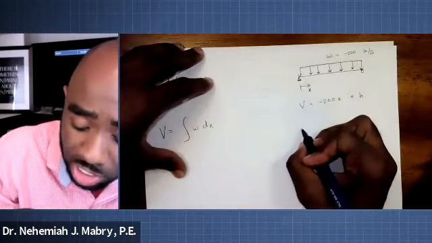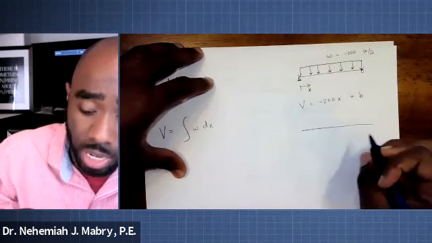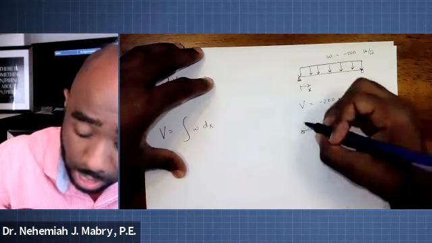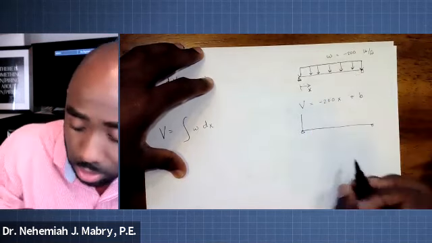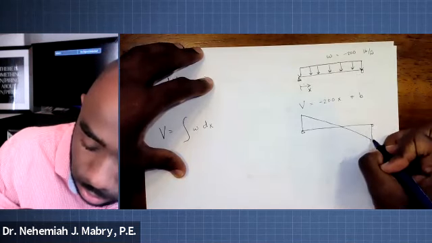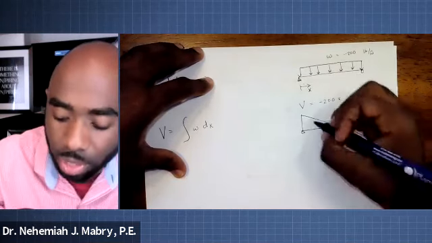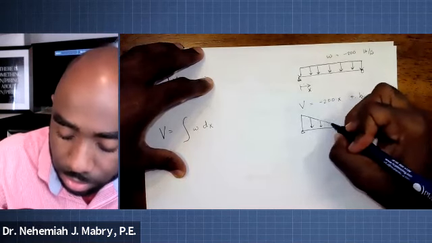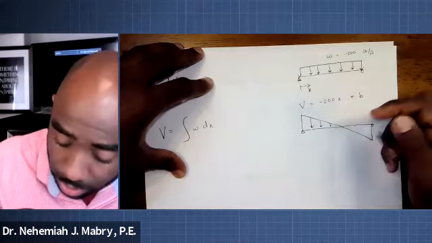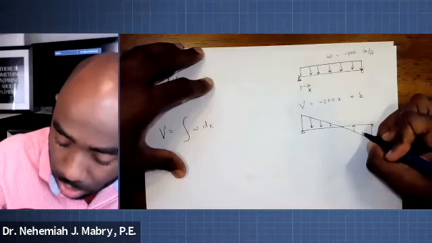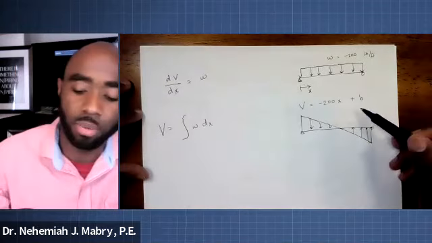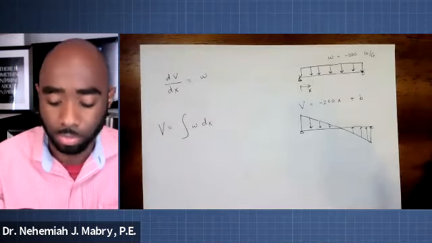So what would the shear diagram look like? Well, you have this pin side, you have this roller side. It would start up here, and it would go down linearly. That's exactly what that is, a linear decrease by 200. That is the graph of the antiderivative of this uniformly distributed load.